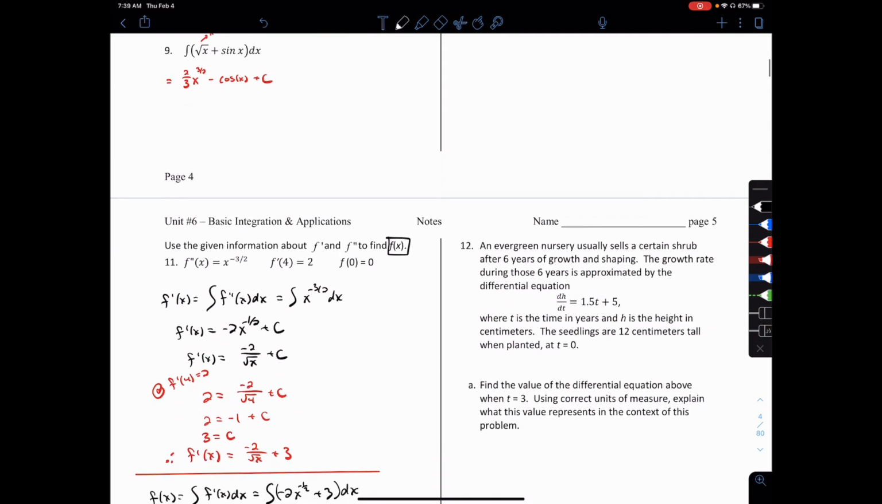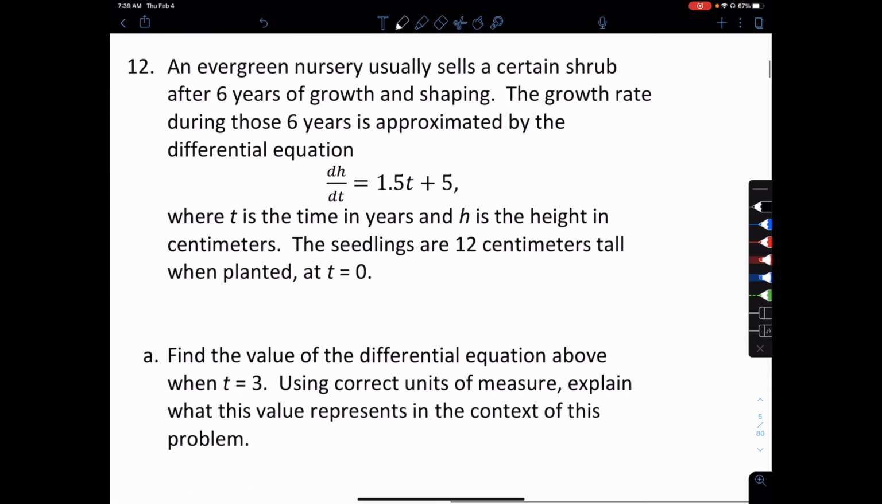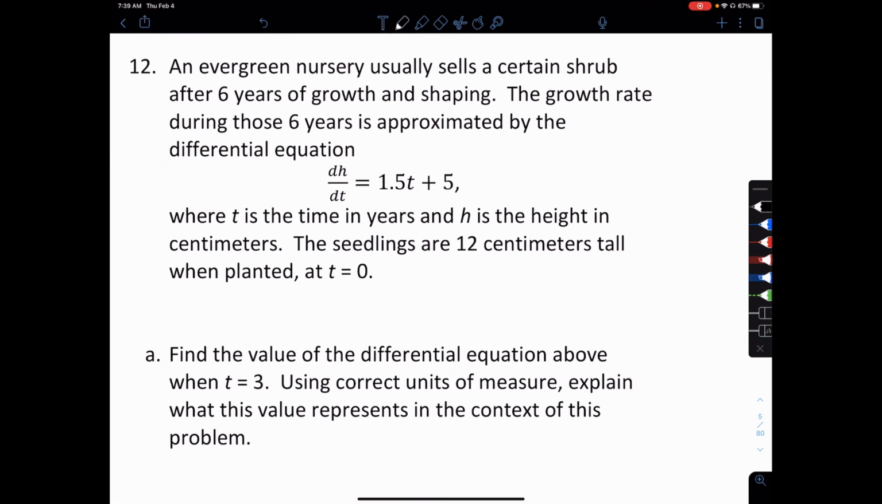All right, let's do another. An evergreen nursery usually sells a certain shrub after 6 years of growth and sapping. The growth rate during those 6 years is approximated by the differential equation. This is a derivative of h with respect to time, 1.5t plus 5, where t is the time in years and h is the height in centimeters. The seedlings are 12 centimeters tall when planted at t equals 0.